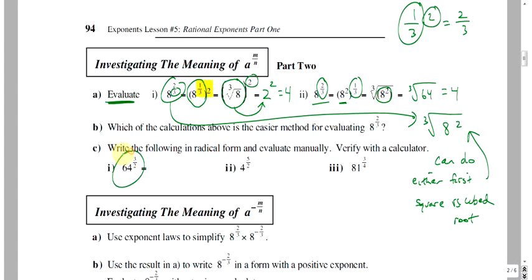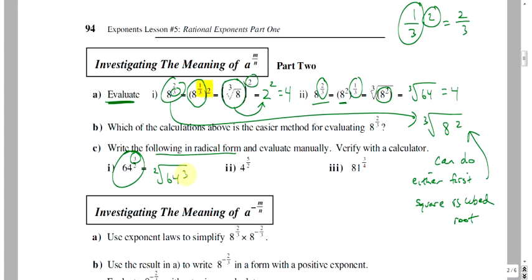Okay? So let's look at that. First, write it in radical form. The bottom part is the radical part. The top part is the exponent part. Does it matter which one you do first?